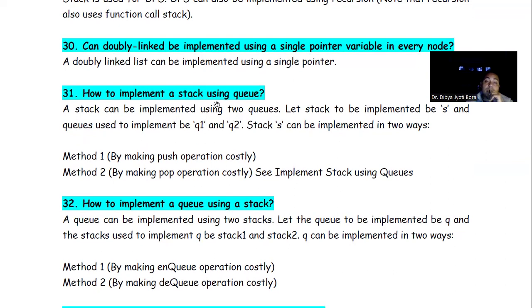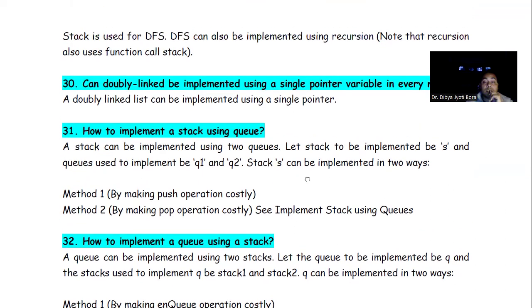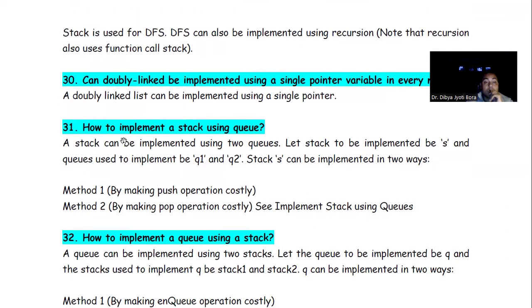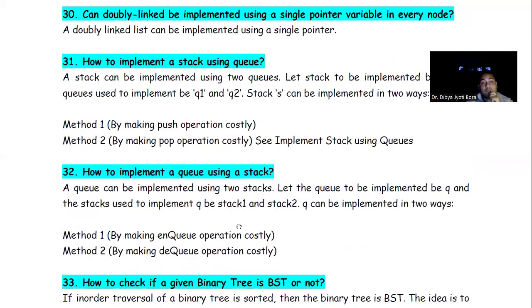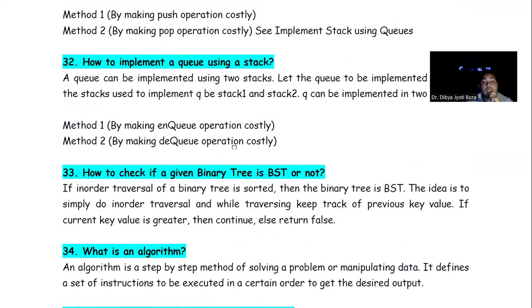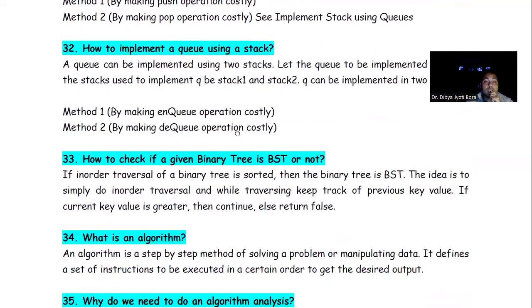Now, how to implement a stack using queue? A stack can be implemented using two queues. So if we are going to implement the stack using queue, then we need two queues. Let the queues used to implement the stack be Q1 and Q2. Stack can be implemented by making the push operation costly, or by making the pop operation costly. So remember that to implement a stack using a queue, we need two queues. Similarly, a queue can be implemented using two stacks.